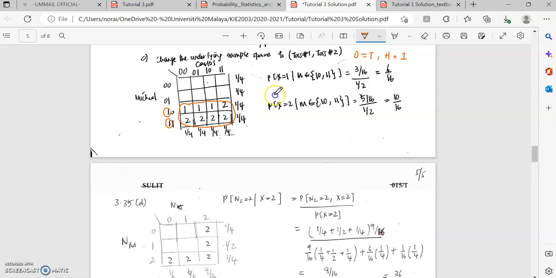So we can get the probability of x equals 1. We have 1, 2, 3, so it's 1 over 4 times 1 over 4 times 3, which is 3 over 16, divided by the probability of Michael obtaining 1, 0 as well as 1, 1. So you have 1 over 4 plus 1 over 4. Here you have 3 over 16 divided by 1 over 2. And for x equals 2, you have 1, 2, 3, 4, 5, so 5 over 16 divided by 1 over 2.